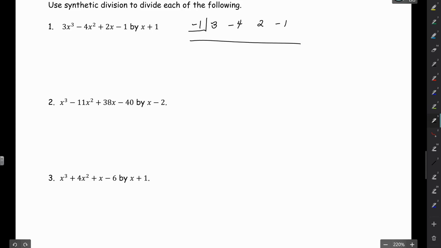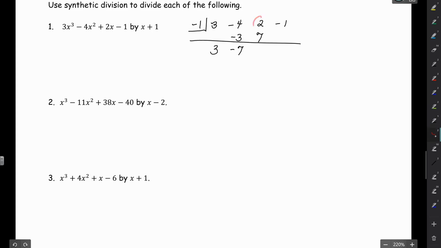All right, we're rolling here. First thing you're going to do is bring down that 3. Then you're going to take that 3 and multiply it by what's in the box. 3 times -1 is -3. Now we're going to add these two guys together. We get -7. We're going to take -7 times -1 and put it here. -7 times -1 is 7.